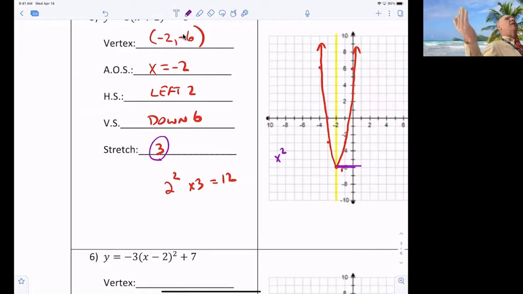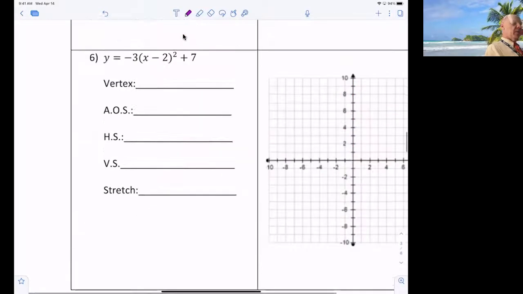Now, some of you are like, how am I supposed to remember that? Well, what's 1 squared? What's 2 squared? What's 3 squared? That's what you're moving. You have to understand it's the square function that we're dealing with. All right. I'm happy. All right, let's go.